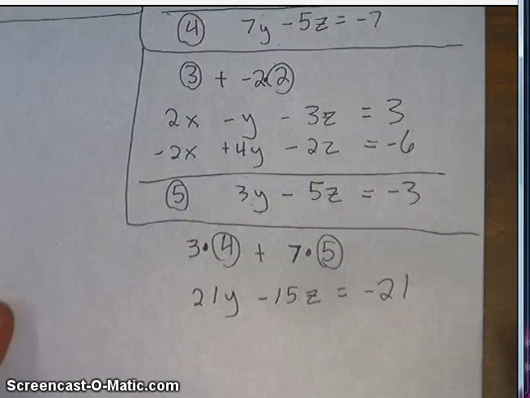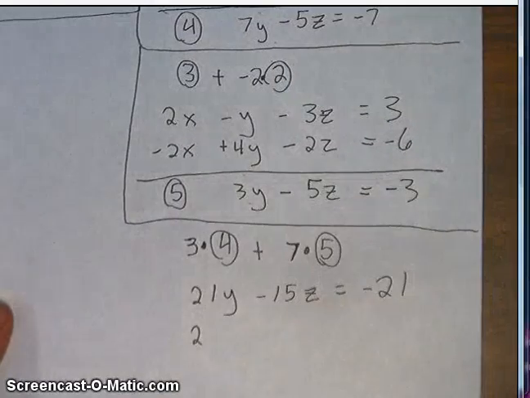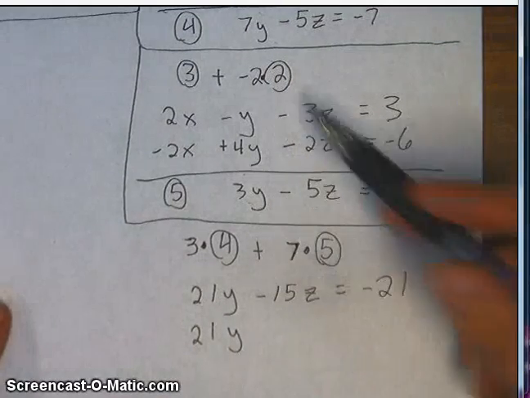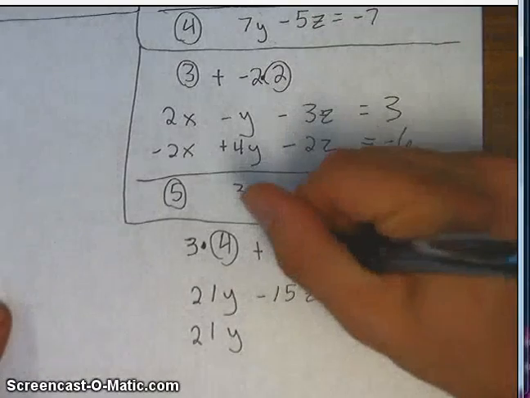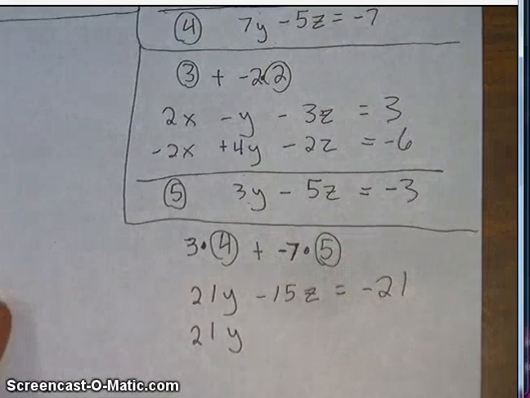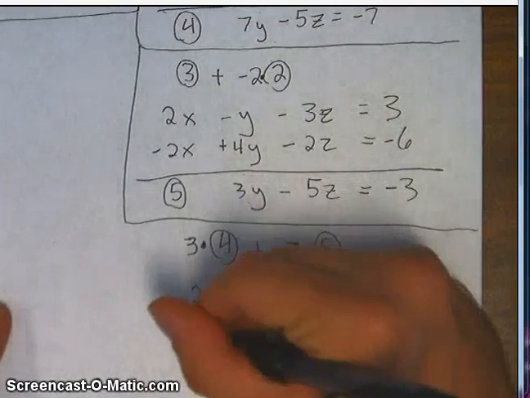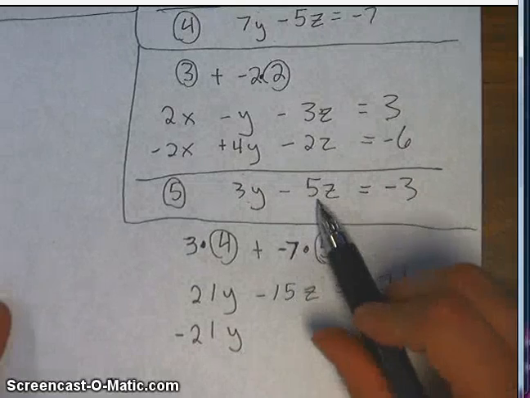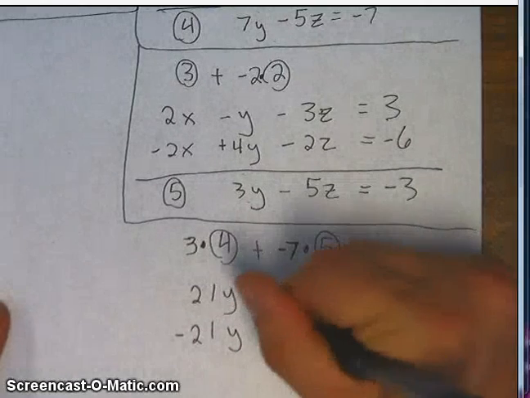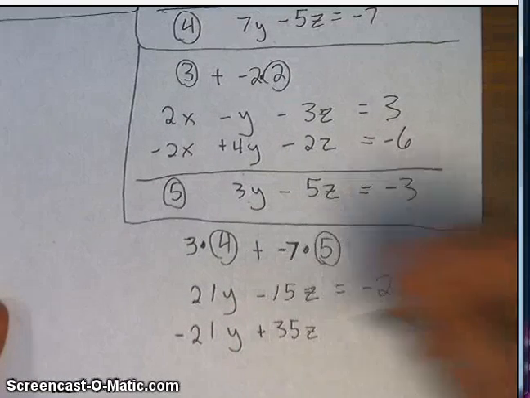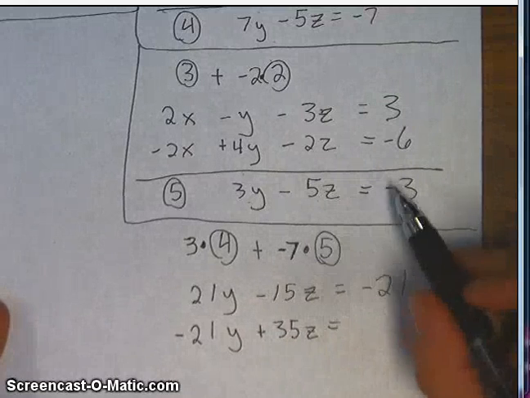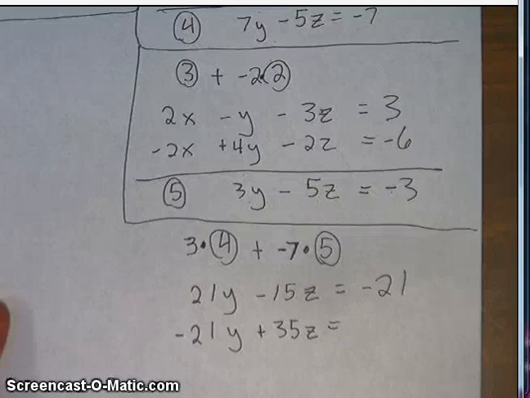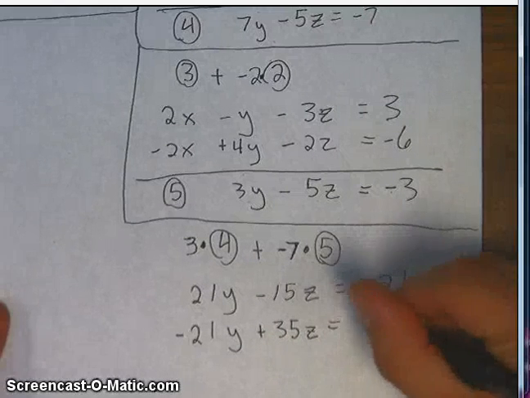7 times equation 5 is 21. Oops. See, I already screwed up, because one of them needs to be positive, one of them needs to be negative. So I'm going to go ahead and multiply everything by negative 7 to make this a negative 21y, so that the y terms will be eliminated. Negative 7 times negative 5 is positive 35z. And then negative 7 times negative 3 is positive 21.